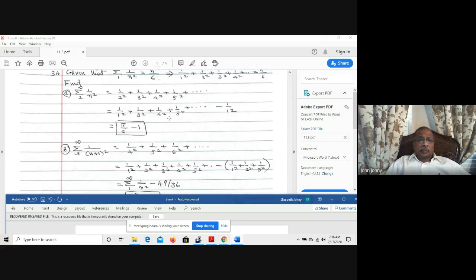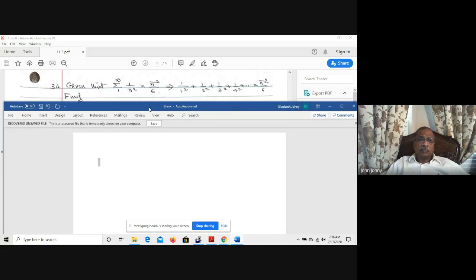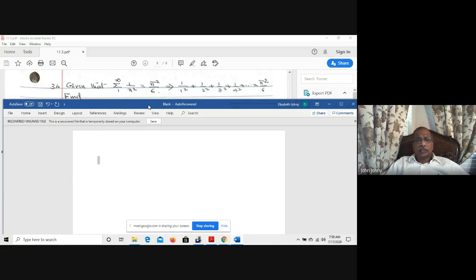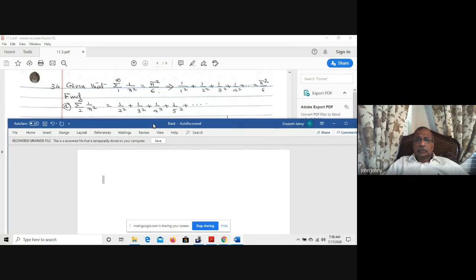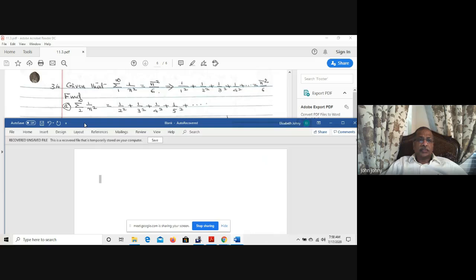Number 34. Given that sigma 1 to infinity 1 over n square is equal to pi square over 6. So this means 1 over 1 square plus 1 over 2 square plus 1 over 3 square plus 1 over 4 square plus etc. is pi square over 6. A part of the question: find the sum from 2 to infinity of 1 over n square.